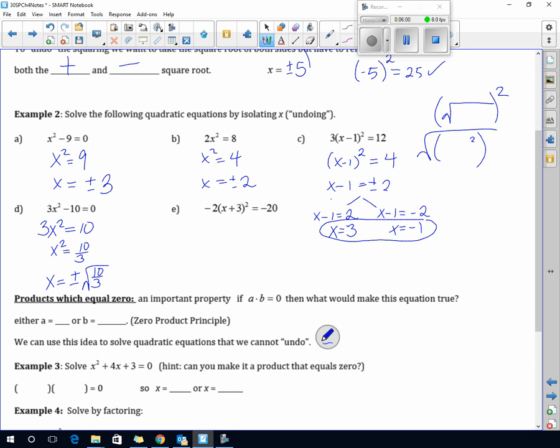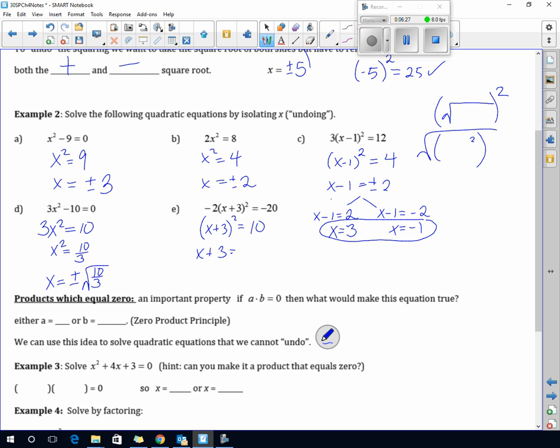Divide by -2, so we get (x + 3)² equals what? 10. Thank you. Then it's a perfect square, so we square root it. We get x + 3 equals plus or minus the square root of 10. Are we good?